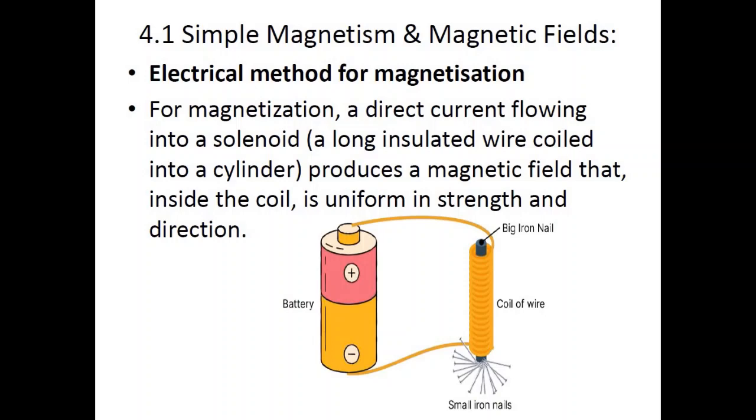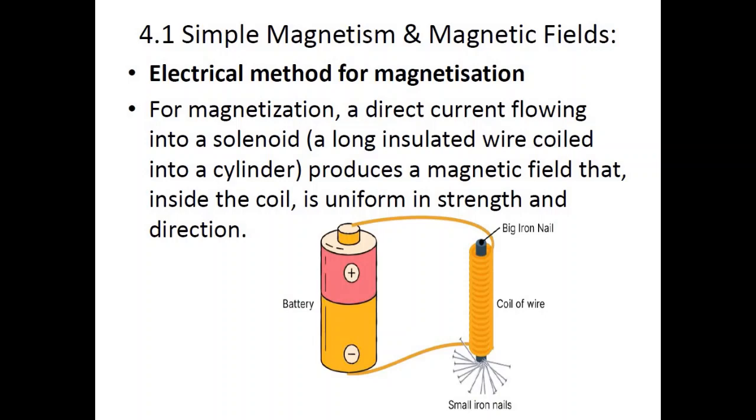The next is the electrical method for magnetization. Again, this also turns a magnetic material into a magnet temporarily and not permanently. For magnetization, a direct current flowing into a solenoid, a long insulated wire coiled into a cylinder, produces a magnetic field. So basically, the electrical method says to take a piece of iron or any other magnetic material, then wrap a coil around it and connect that coil to a power source, a battery. When electricity passes through that coil wrapped around the magnetic material, that material starts to act like a magnet.